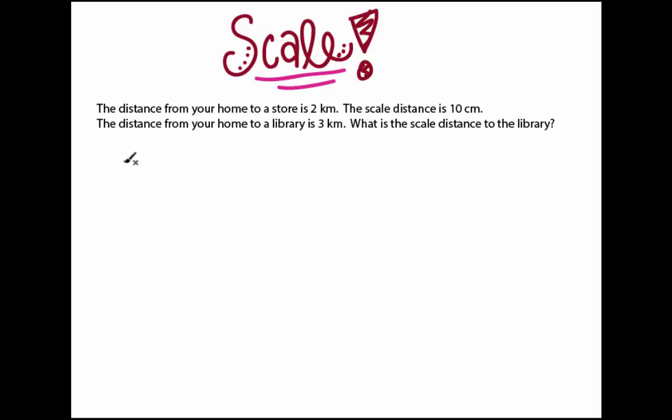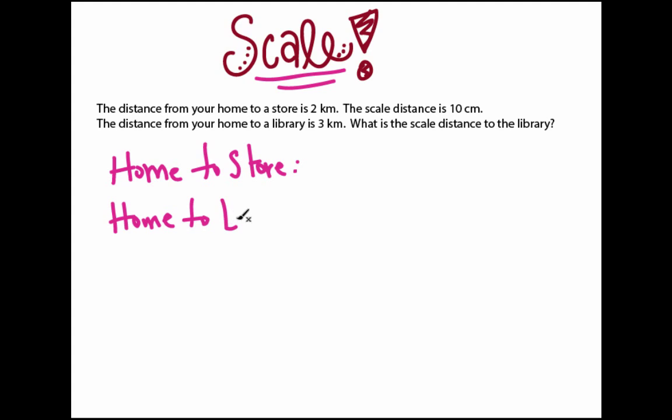The first thing that you would do is write out your two distances. So from home to the store. The second distance is from home to the library.